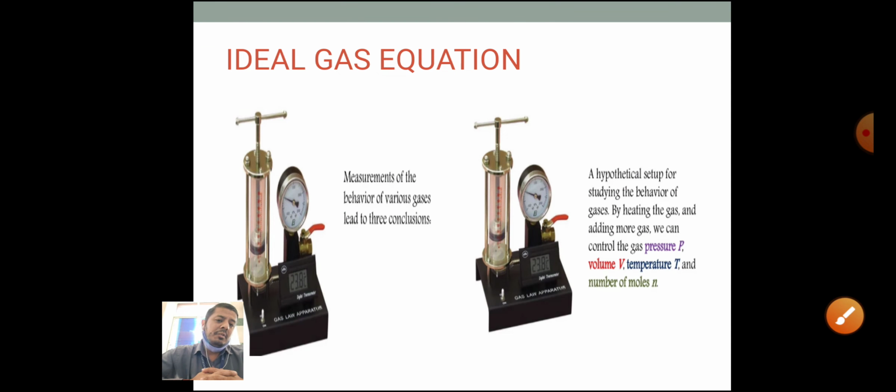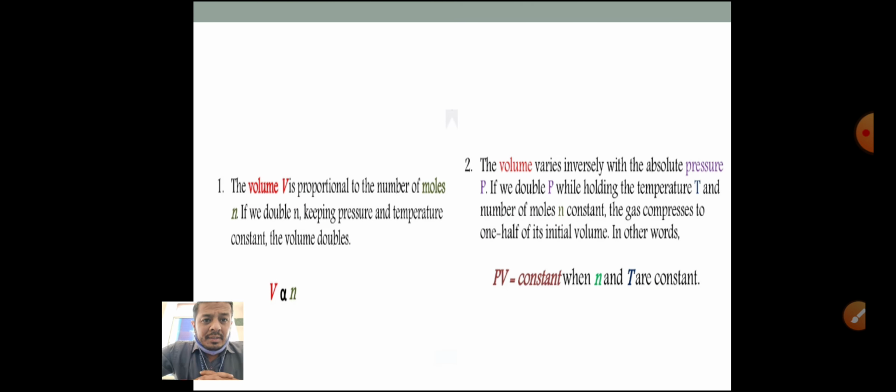Going further, now basically the ideal gas equation. Now there is a hypothetical experimental setup given for studying the behavior of different gases. By adding more gas, we can control the pressure, volume, temperature and number of moles. By using these laws and this hypothetical setup, we can define the ideal gas equation. There are three different laws we are considering here. First, as per Avogadro's law, the volume V is proportional to the number of moles. If we double the number of moles keeping pressure and temperature constant, the volume will be doubled.